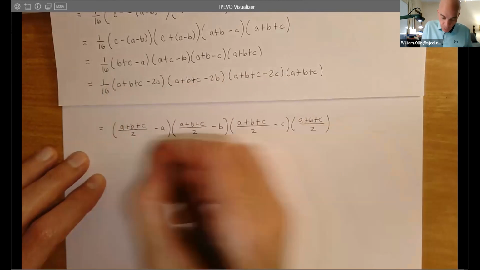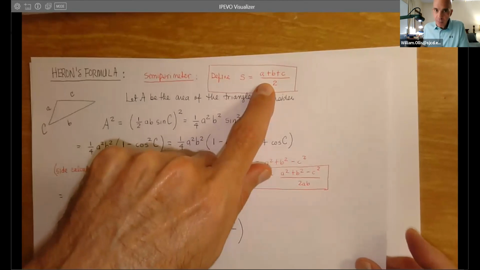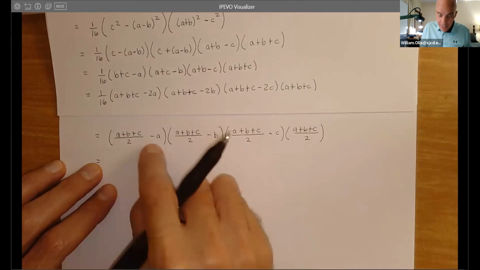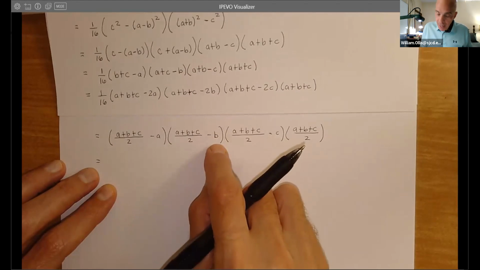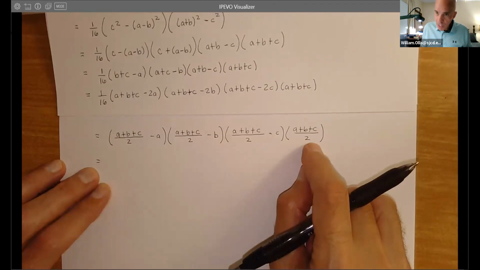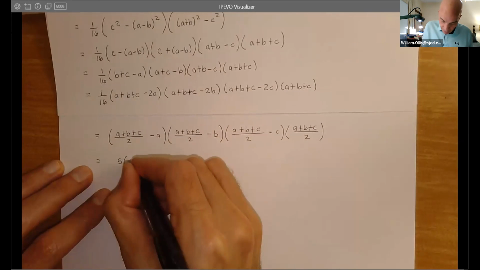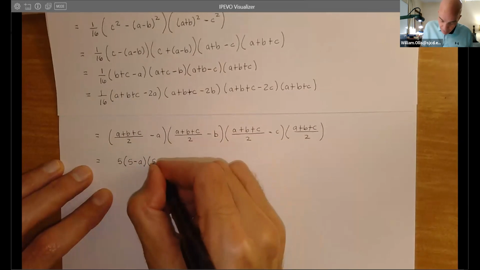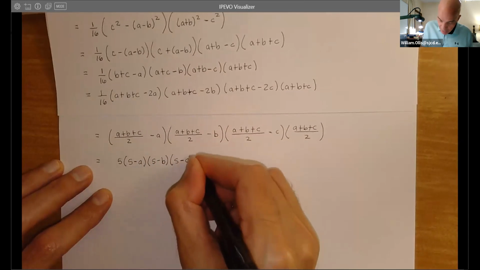And so now you're thinking, okay, we go back up to the top and say we've just defined the semi-perimeter 4 times. So now this is S minus A, S minus B, S minus C, and S. So let's put the S at front. So S minus A, S minus B, and S minus C.